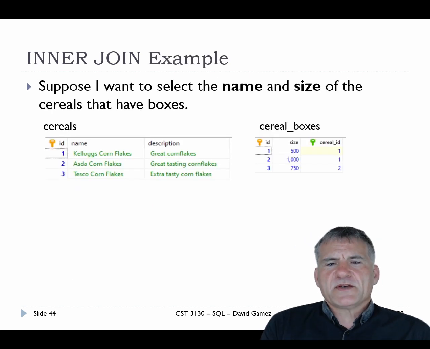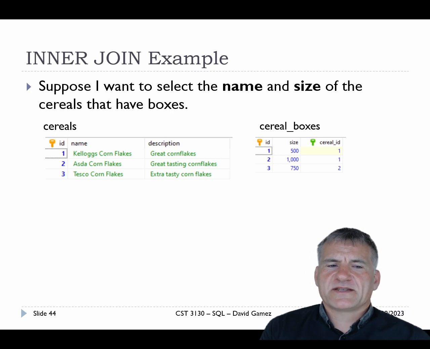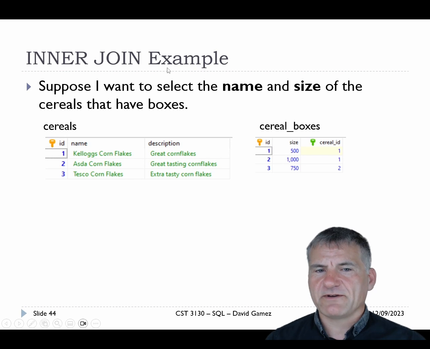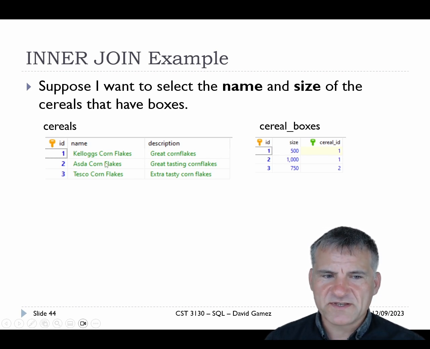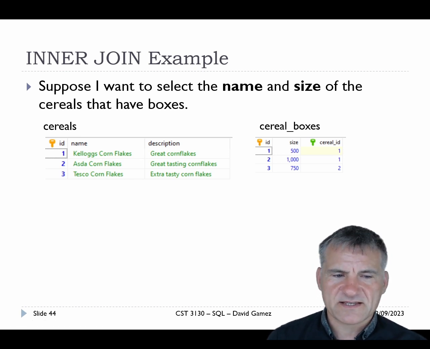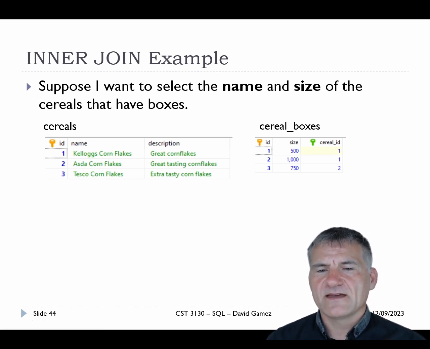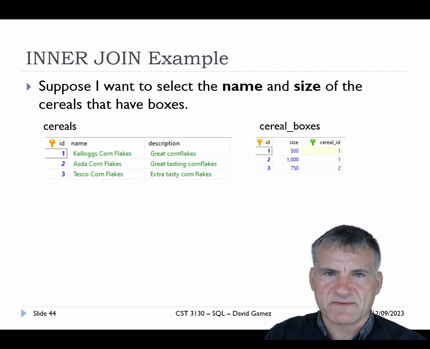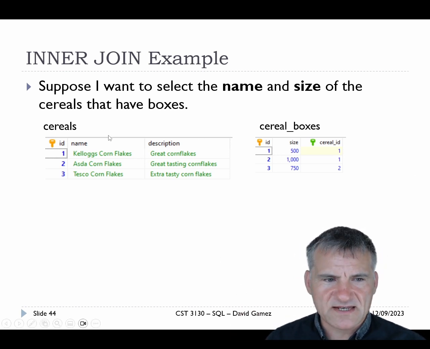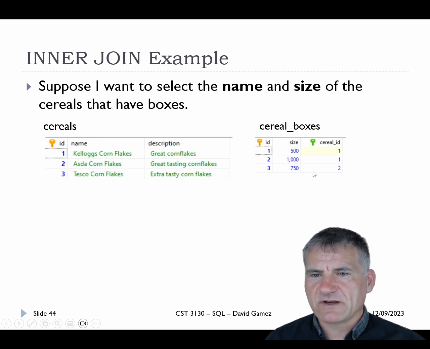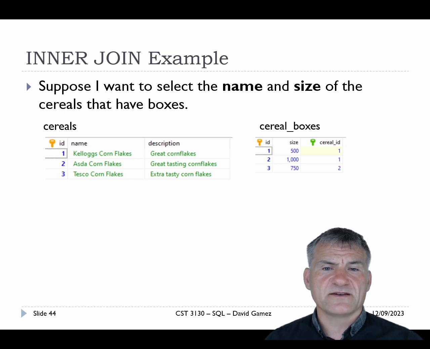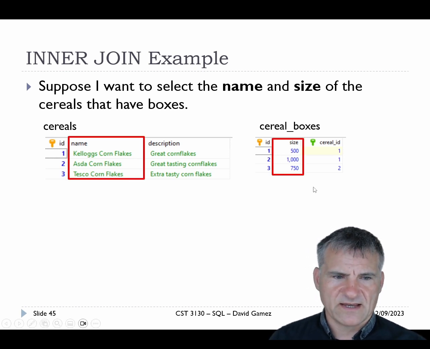So suppose in my cereals example, I want to know both the name and the size of the cereals that have boxes. So these are, loosely speaking, different types of cereal products that are available. There's Asda cornflakes, Tesco cornflakes, and Kellogg's cornflakes. But these cereals only appear within specific box sizes, right? If I want to buy cereals, I have to buy in a box. And so I need to link together both the cereals with the cereal boxes in order to get the name of all the cereals along with the sizes that those cereals are available in. That's the idea here.